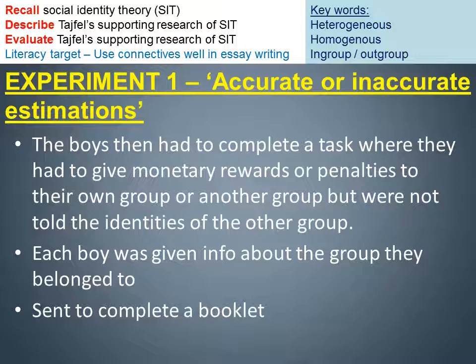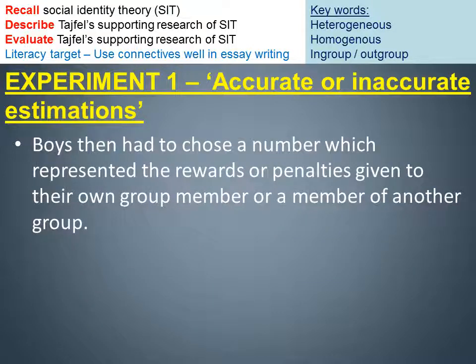From here, the boys had to complete a task where they were given monetary rewards or penalties to their own group or another group, but they were not told the identities for the individuals within the other group. Each boy was given information about the group that they belonged to, and they were given it in a booklet. The boys then had to choose a number. Now this number represented the reward or the penalty given to their own group member or a member of a different group.